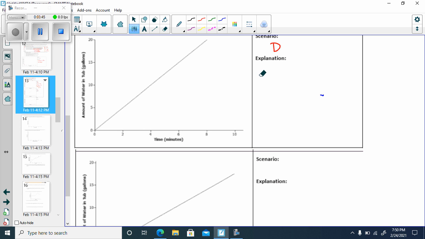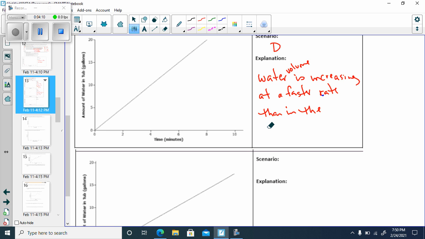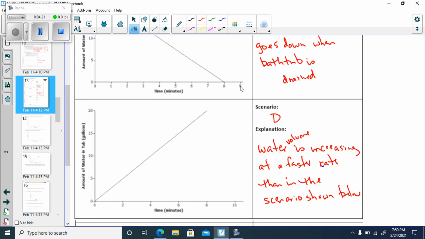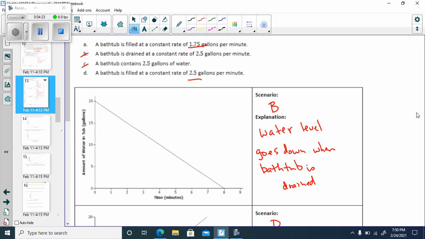Explanation: Water volume is increasing at a faster rate than in the scenario shown below. Okay, and with the water level increasing slowly, that would be A.